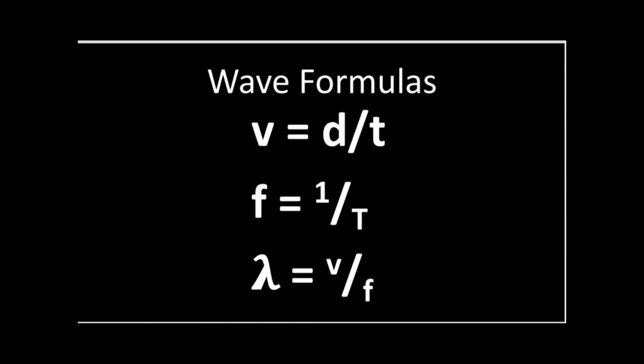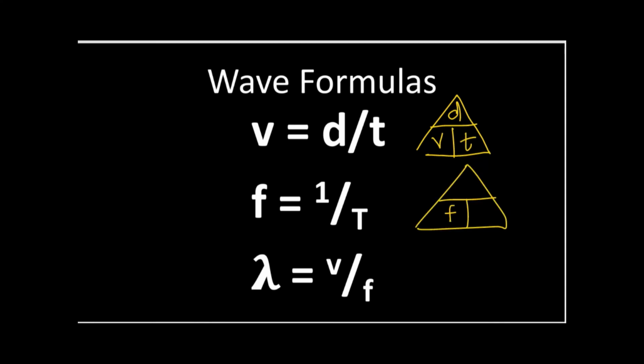Okay, so these are our wave formulas. I really like these because they all fit into the triangle, right? We can do V equals D over T. We can do F is equal to 1 over T. Okay, cool. Yeah, it is a lot like physical science. And then we have wavelength equals V over F. So you can fit all that in the triangle.